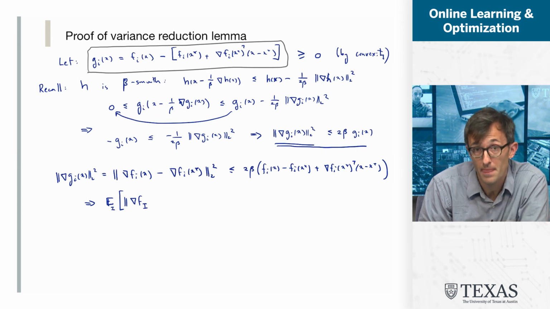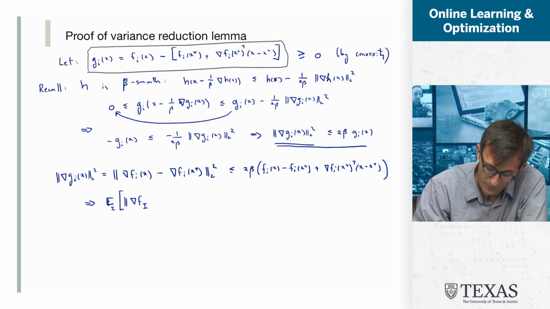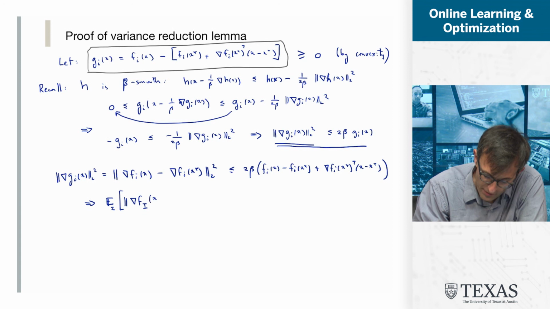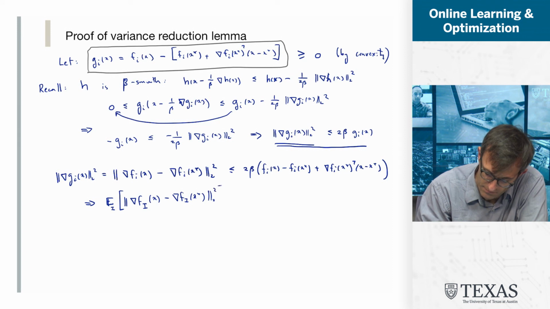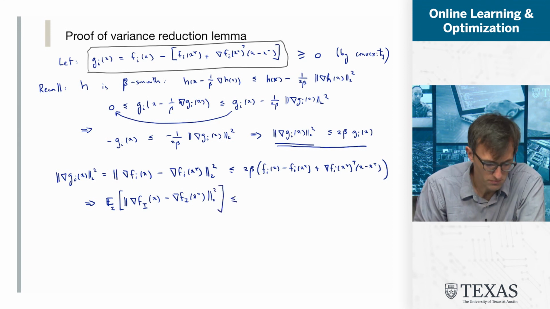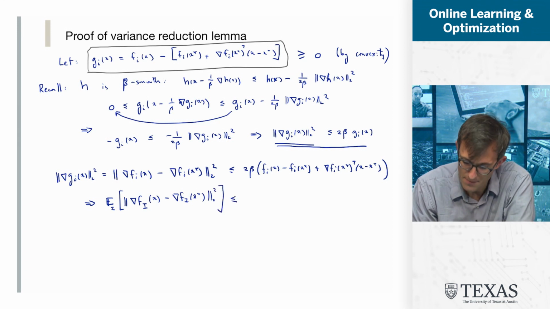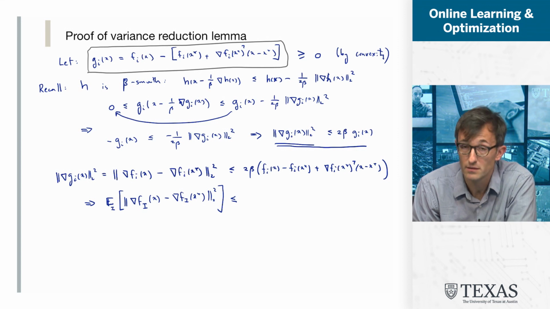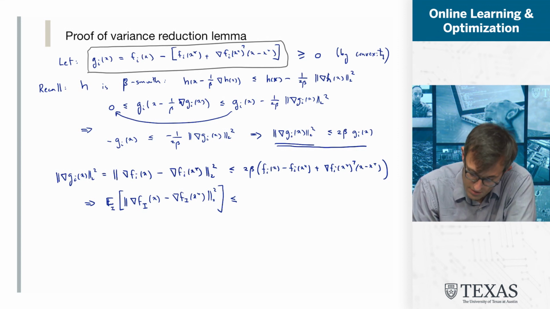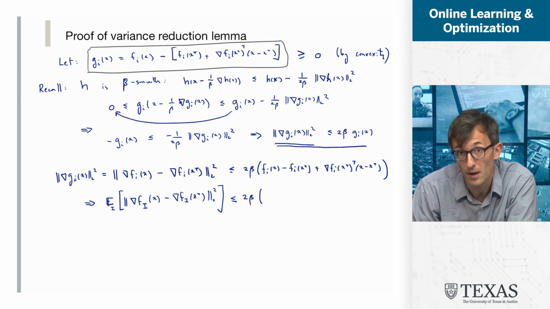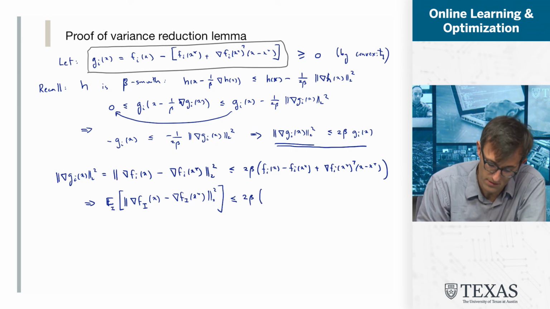Capital I, because this denotes a random variable. The gradient of f_I at x minus the gradient of f_I at x star is less than or equal to what happens here on the right when I take the expectation. The expectation on the right, what's the expectation of f_I? Let's just do that quickly here.